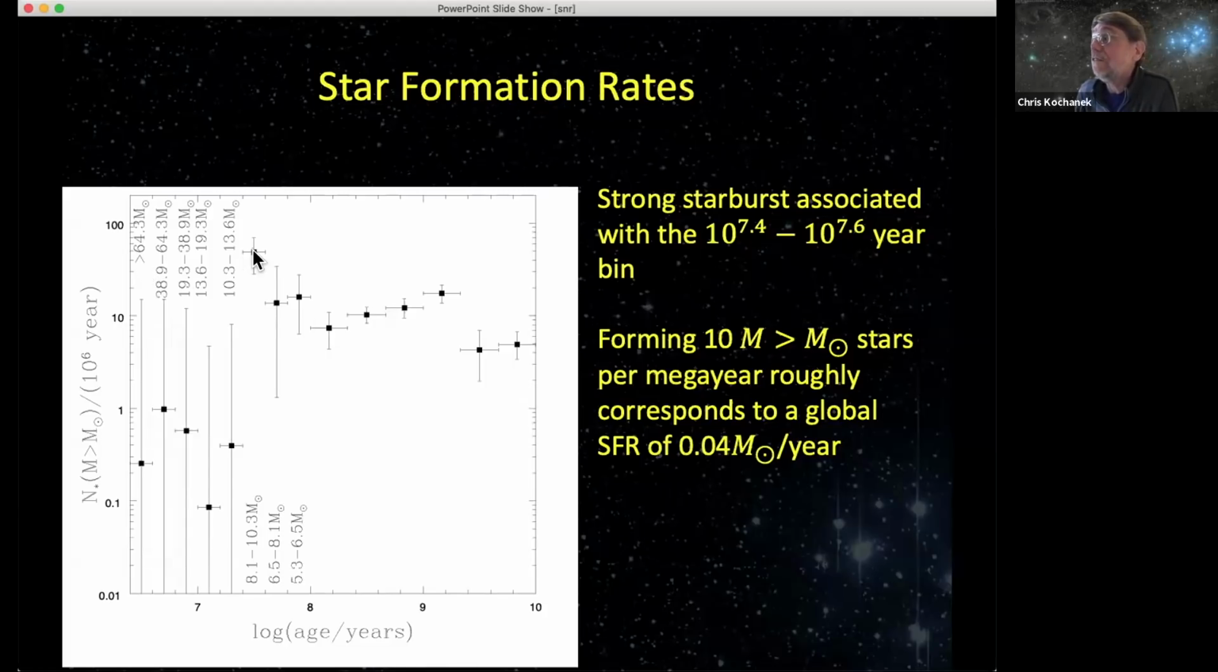This is up about 6. And so the starburst is about a quarter of a solar mass per year. So it's not a super big starburst by a galaxy standard, but it really does want a lot more star formation here than these other bins.